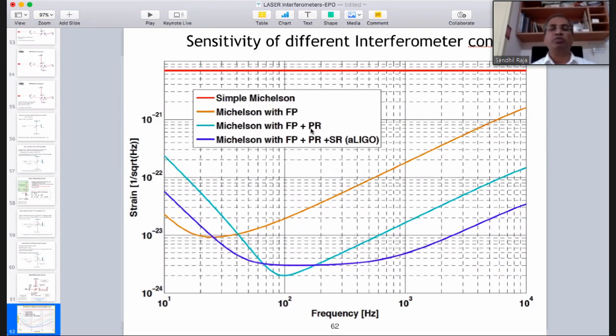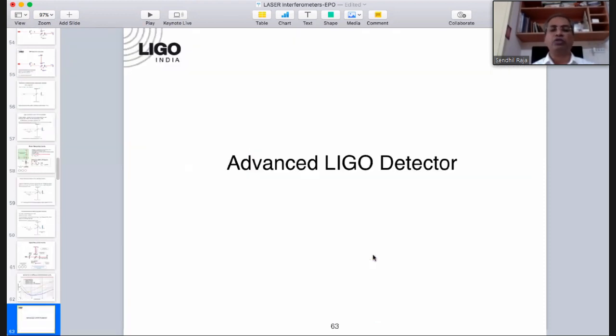With the Fabry-Perot enhancement and power recycling, it reduces the low frequency gain, but improves the sensitivity at some peak value, which is good because most of your sources are in this region. And with signal recycling, it flattens out a little bit. The sensitivity goes down at the peak, but increases at adjacent frequency values. So this is typically what is aimed for in Advanced LIGO for detecting gravitational wave sources.